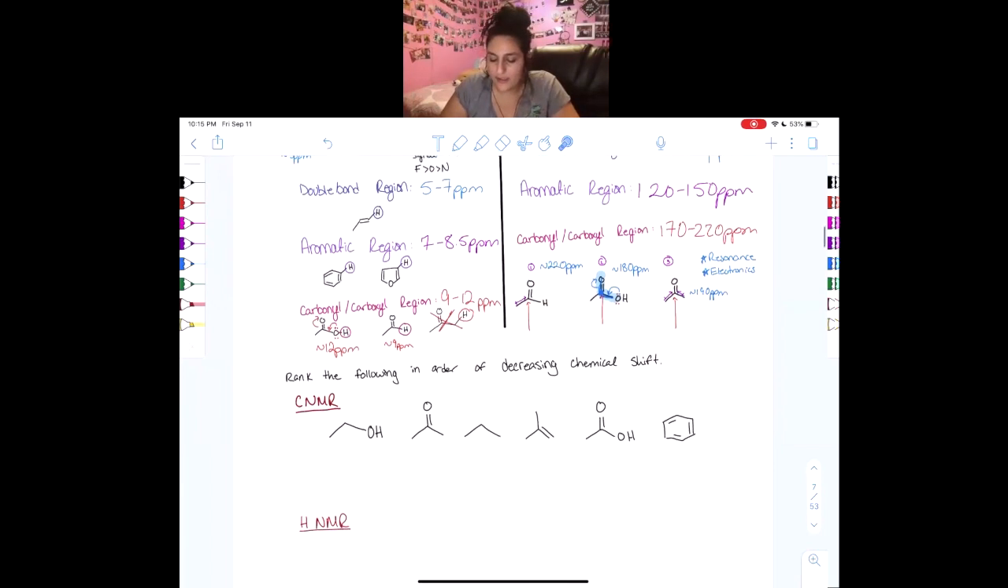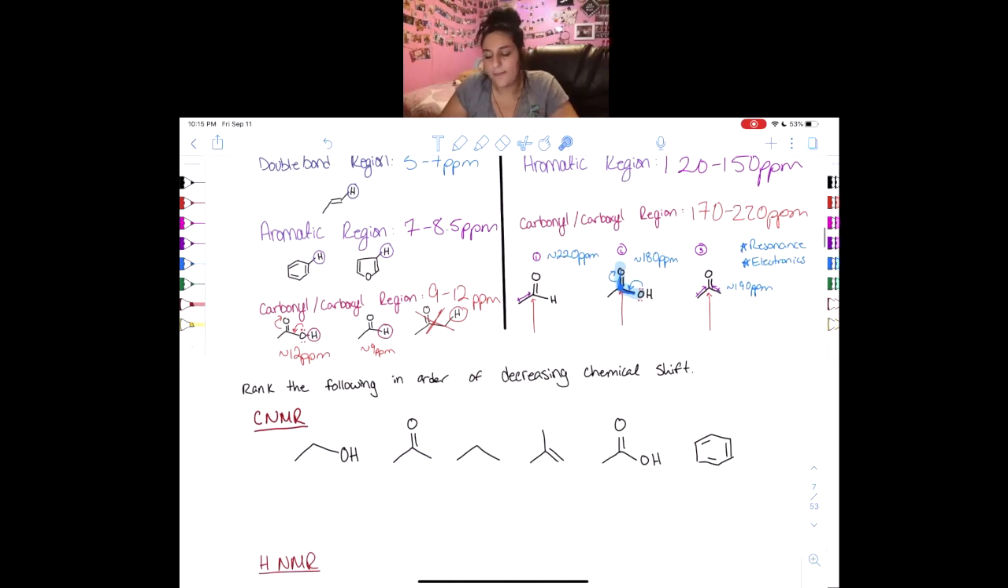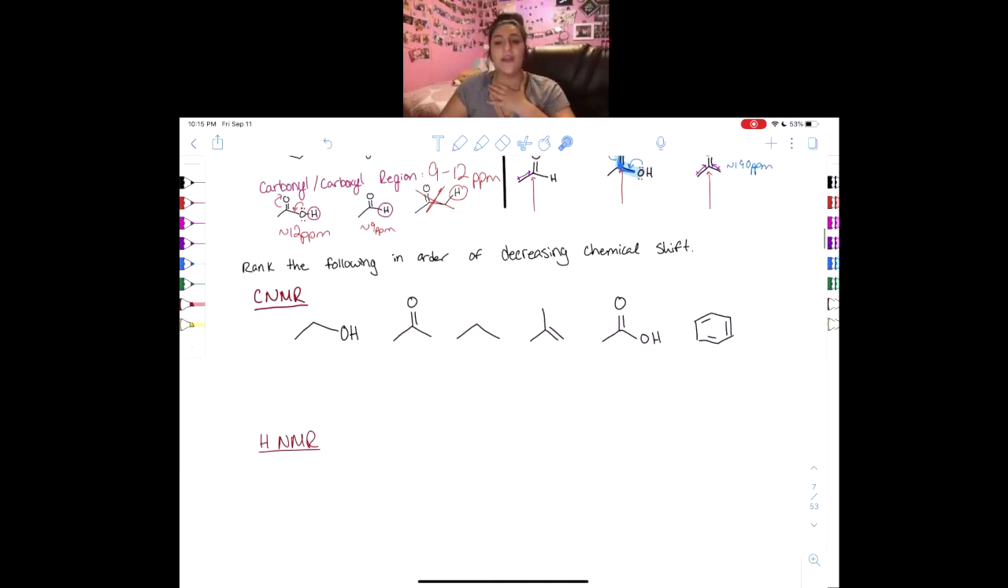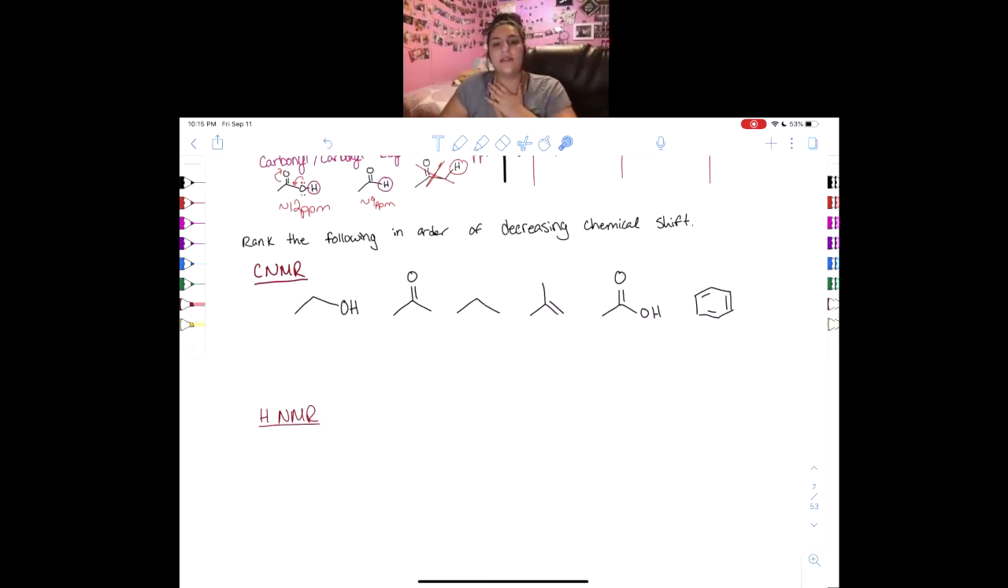Here for the NMR, rank them in order of decreasing chemical shift. So we're actually using hydrogen. And the trick is to remember the differences that we just talked about between carbon and hydrogen. Since we literally did it 1 second ago, I'm not going to re-explain what I just said.